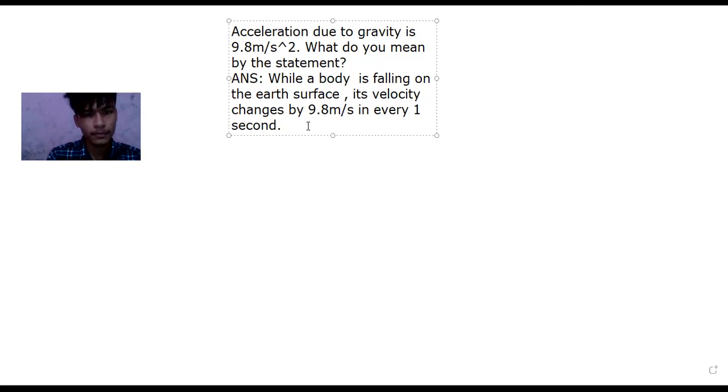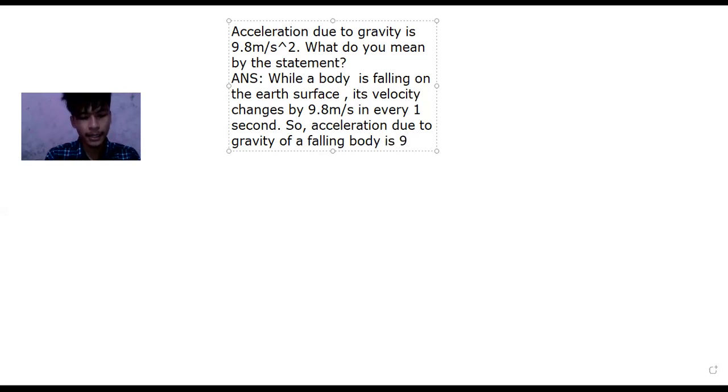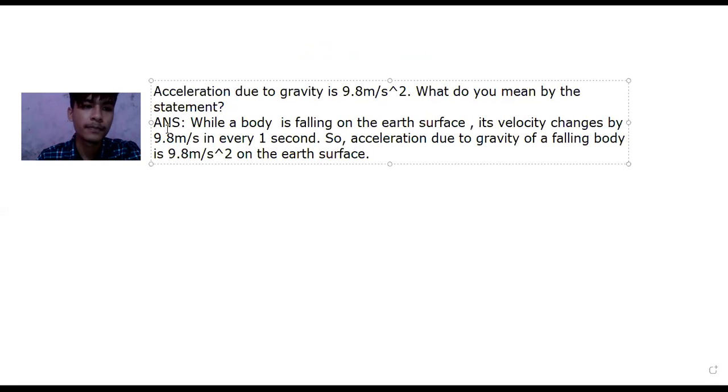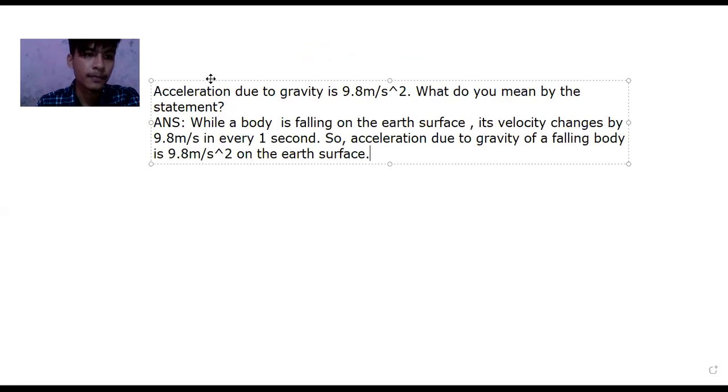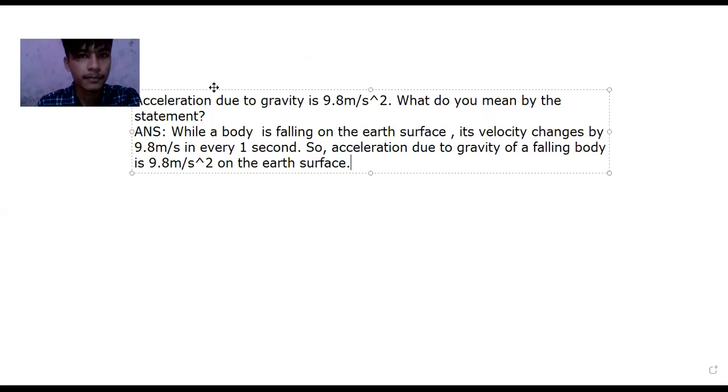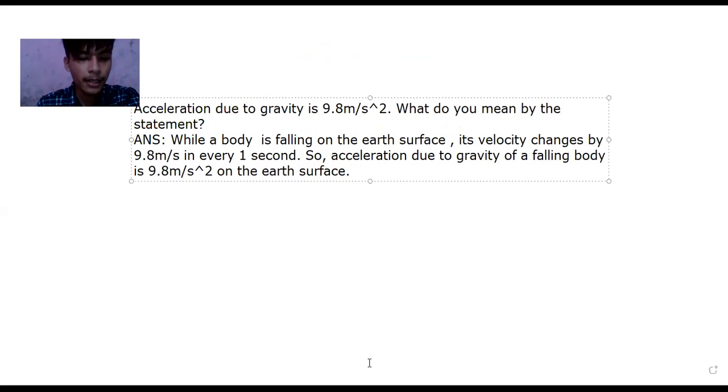So acceleration due to gravity of a falling body is 9.8 meter per second square on the Earth surface, right? Okay. Write down this.